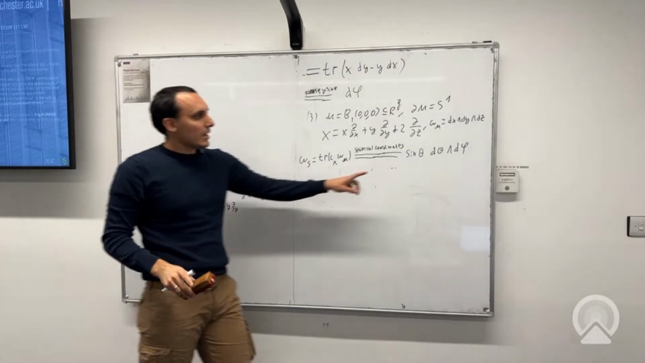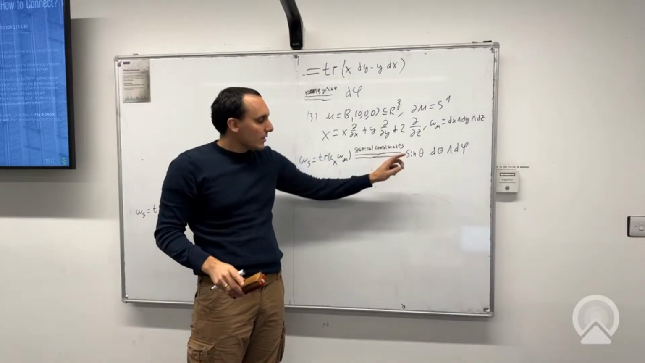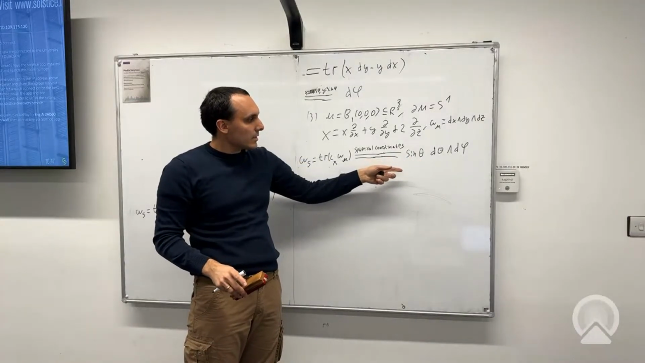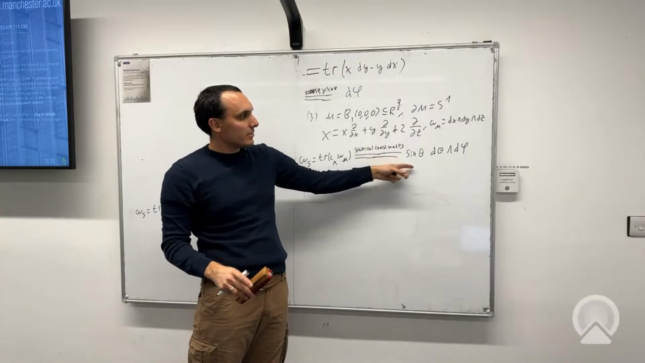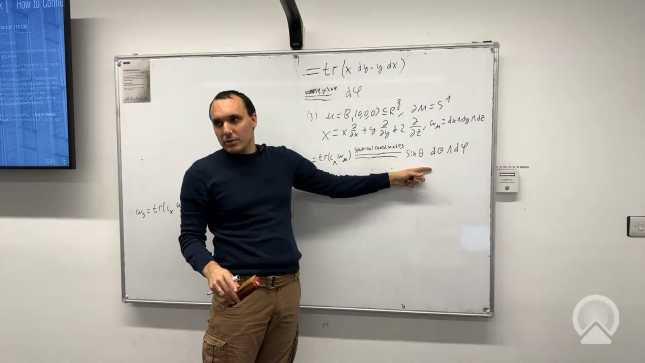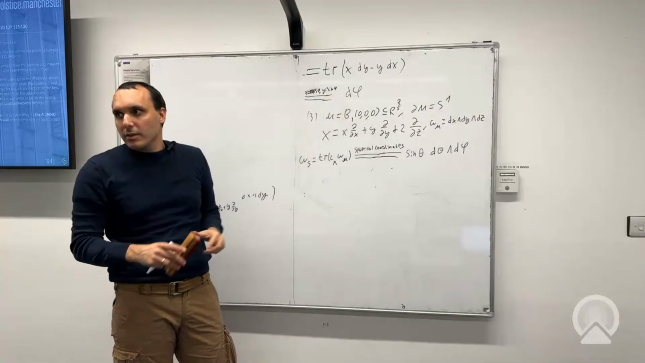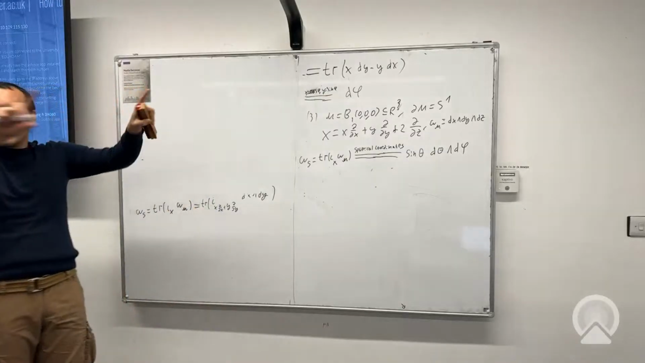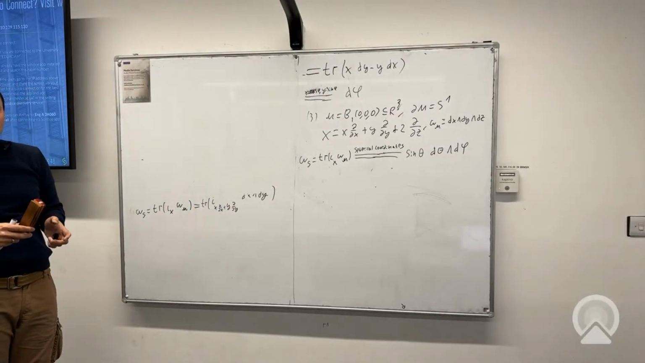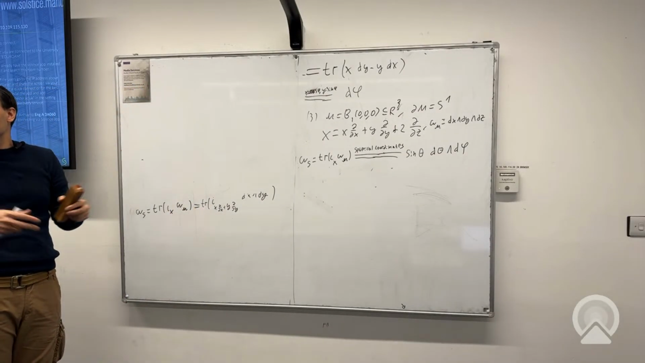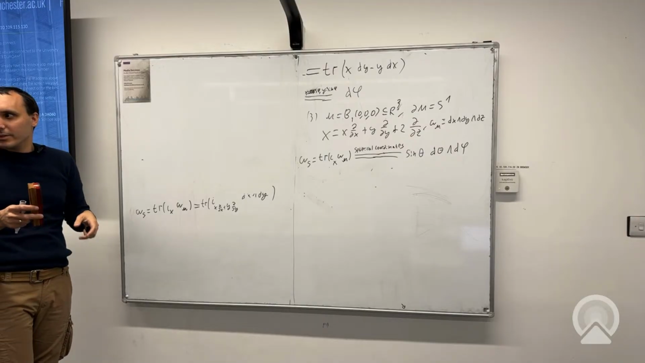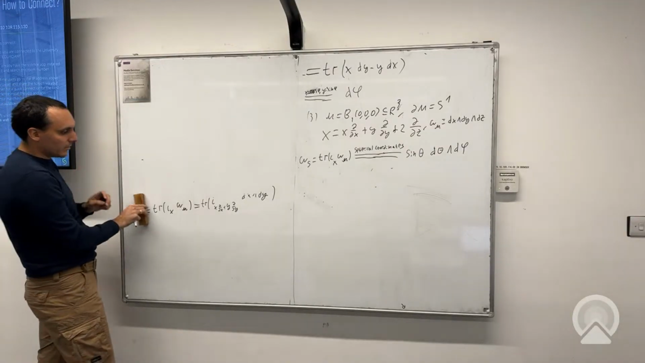This term sine theta, in some sense, represents the fact that it has curvature. The sphere has curvature, and the circle doesn't have curvature, because a circle can be unfolded into a line, but you cannot unfold a sphere into a plane.